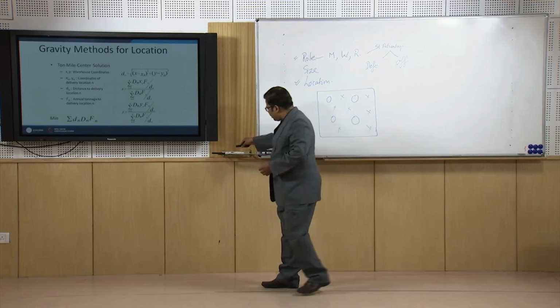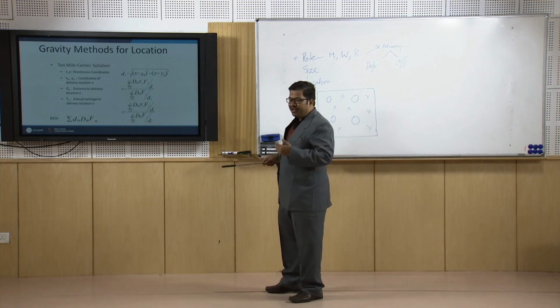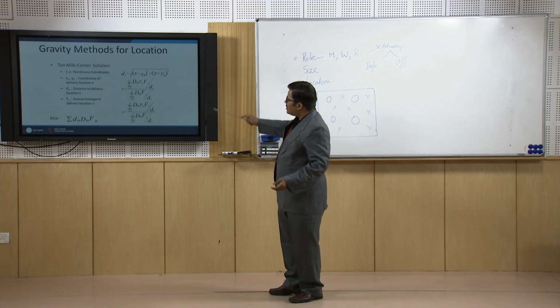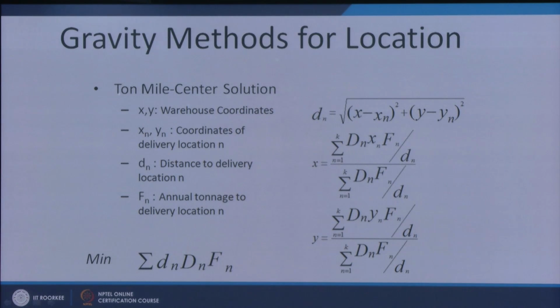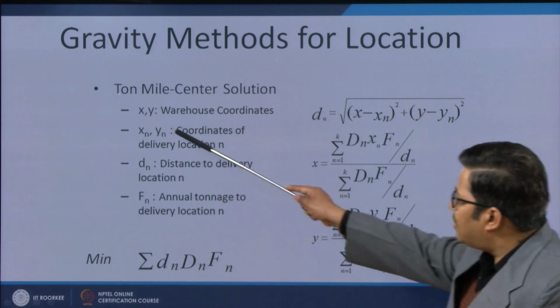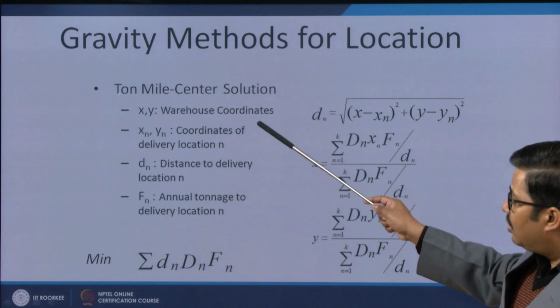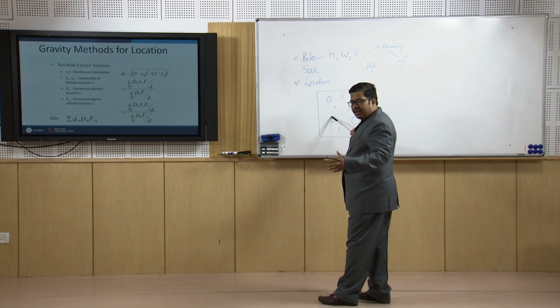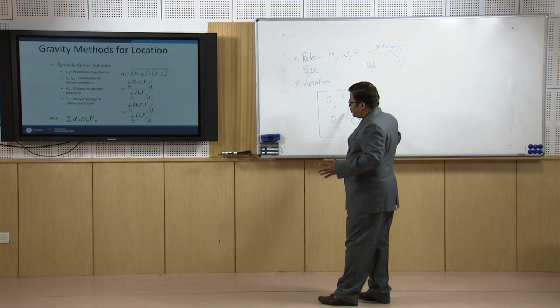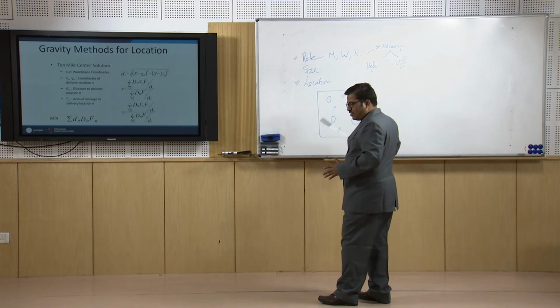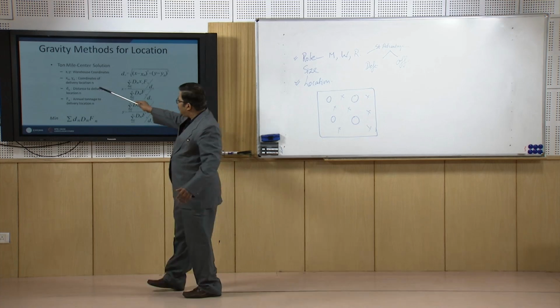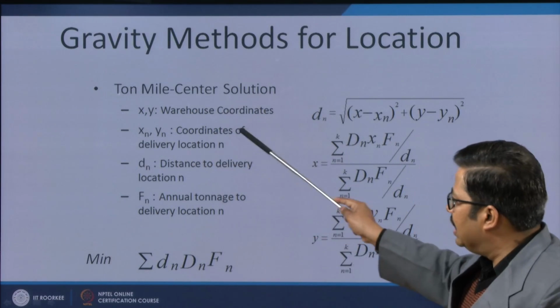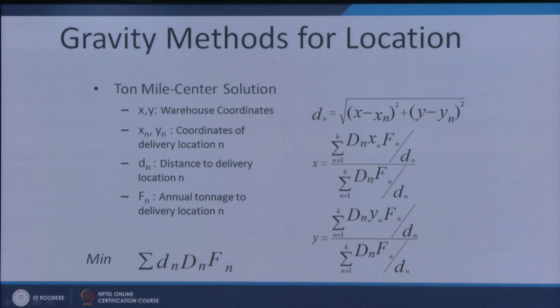Now for that purpose, the model which we are going to use is this type of model where you have x and y, the coordinates of the warehouse. So these are the coordinates of these types of facilities, which are the warehouses. I want to locate my warehouse, so these are represented by x and y. Then xn and yn are the coordinates of delivery locations n.